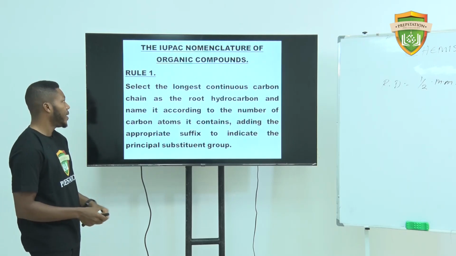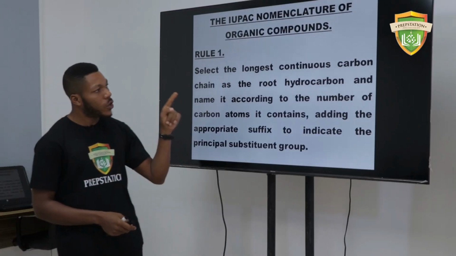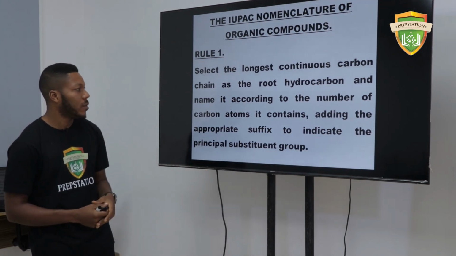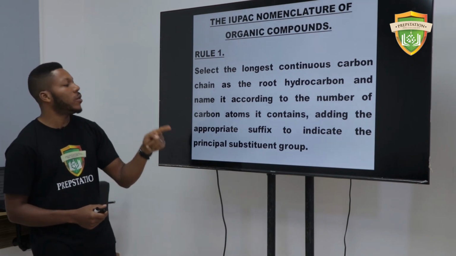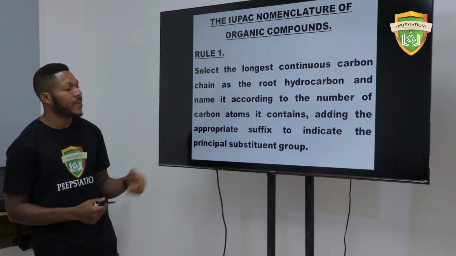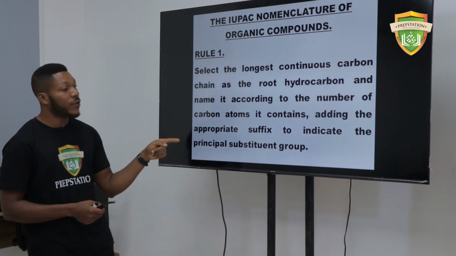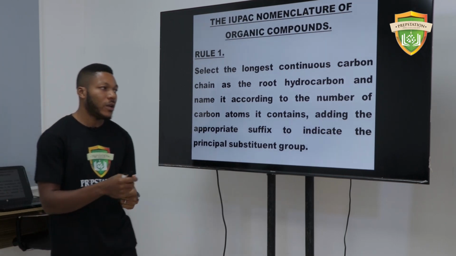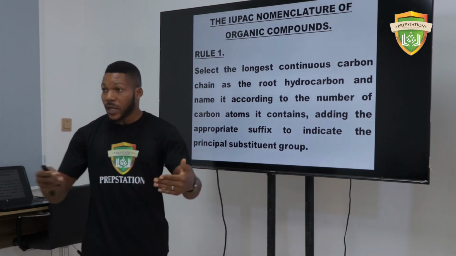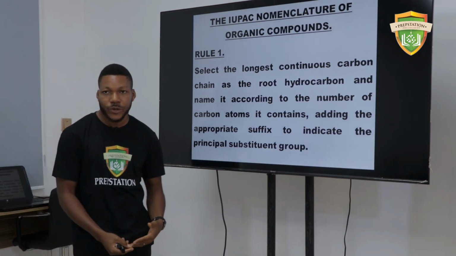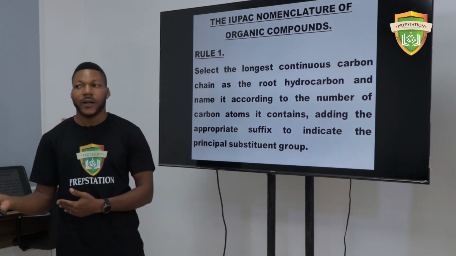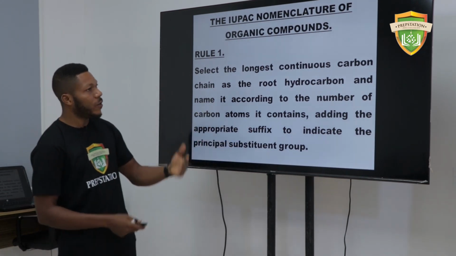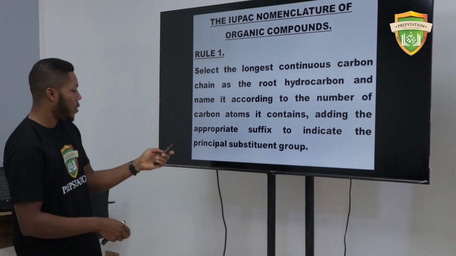Rule 1 says, select the longest continuous carbon chain as the root hydrocarbon and name it according to the number of carbon atoms it contains, adding the appropriate suffix to indicate the principal substituent group. Now, it's what we call suffix and prefix in normal English language. Bring that idea to chemistry. Suffix means word after, whereas prefix means word before. So, in the course of naming, we shall get to know more on it.